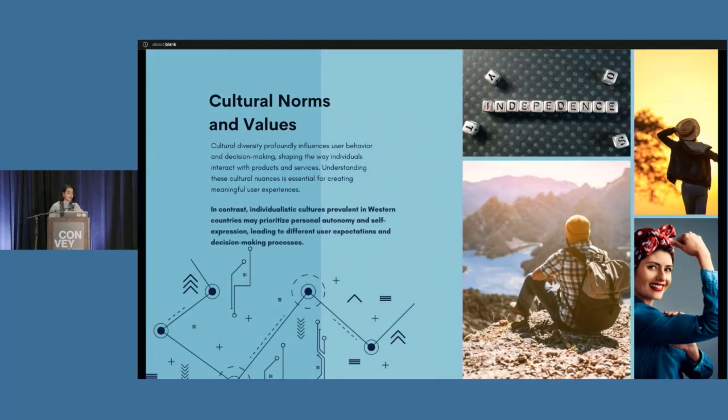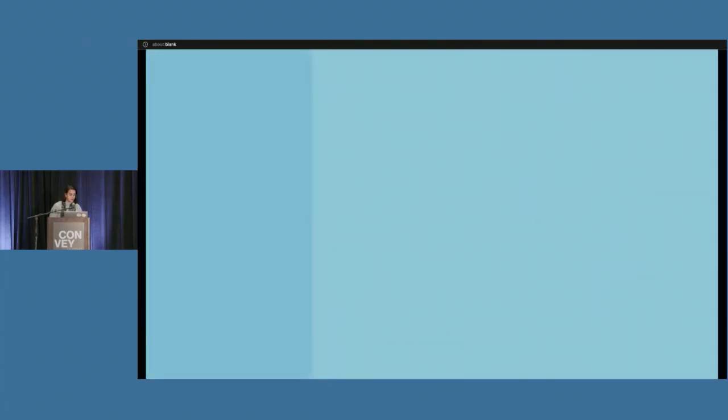In contradiction, individualistic cultures that are mostly in Western countries may prioritize personal autonomy and self-expression. So that means different user expectations are set in different countries depending on their cultures. That's a very, very simple way of talking about norms and values and how they impact our decision-making and our preferences.